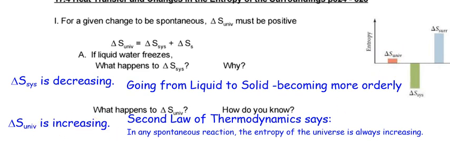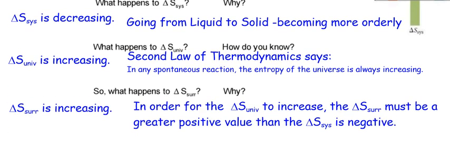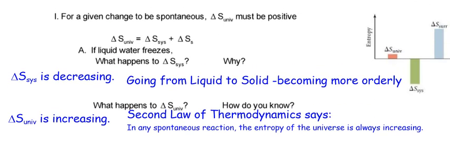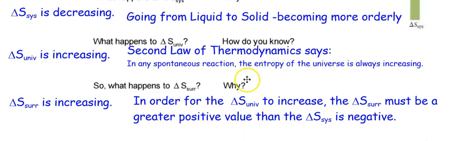So what about the surroundings? Well, if the system is negative and the universe is positive, what must the surroundings be? It must be increasing. Why? In order for the universe to increase, the surroundings must be a greater positive value than the delta S of the system is negative. So if I go back and look at my energy bar, notice that this blue line is actually bigger than the green line, because the overall magnitude has to be bigger than the system for the universe to be positive. Okay, so let's go ahead and see the next page.